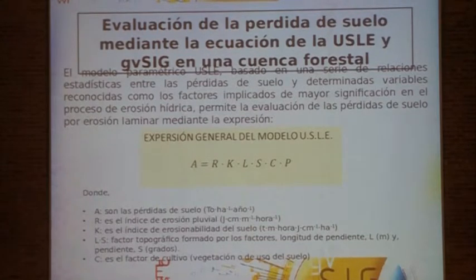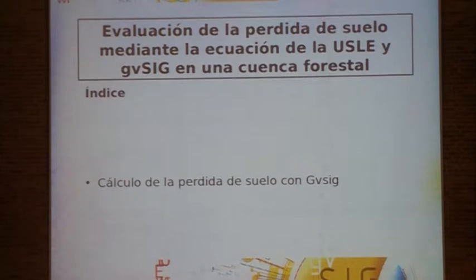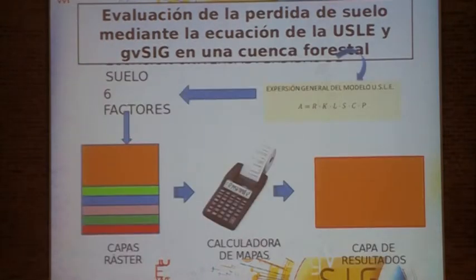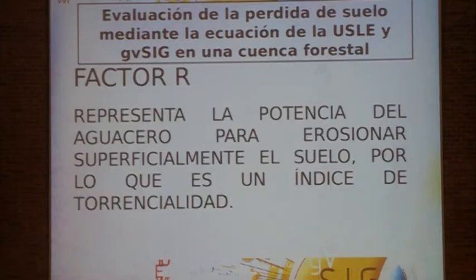These are the 6 parameters. The result would be the losses per ton, obtained by multiplying the R factor, the K factor, the LS factor, which is related to the slope, and the P factor, which is related to the practices in the agricultural uses. So then we calculate some rasters, and we obtain the soil losses. Based on each of those factors, we can build a raster layer. Then with the calculator you can multiply them, and then you obtain the results layer.